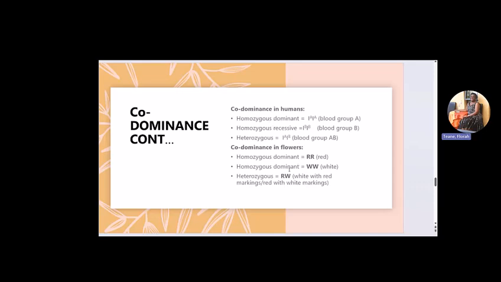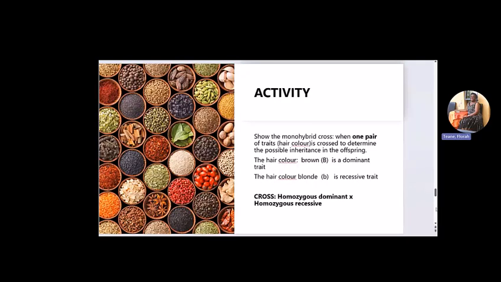It can also be applied in flowers, where there's a red flower that is being cross-pollinated with a white flower, and we find the offspring or the new plant from these two plants having two colors, the white and the red. It is codominance. Right. I hope you were with me.